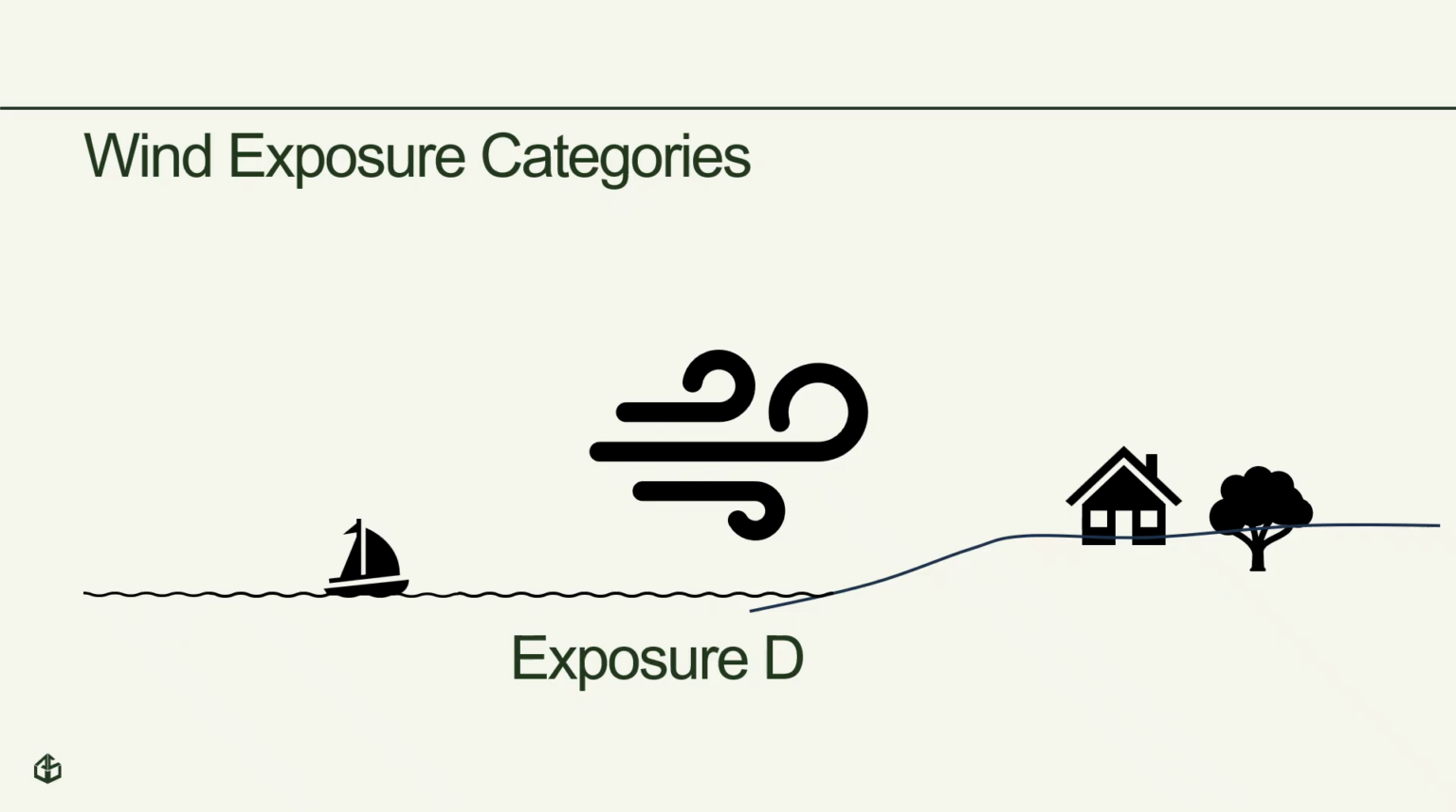And finally, exposure D is defined as flat, unobstructed areas exposed to wind flowing over open water, smooth mud flats, salt flats, and unbroken ice for a distance of not less than 5,000 feet.